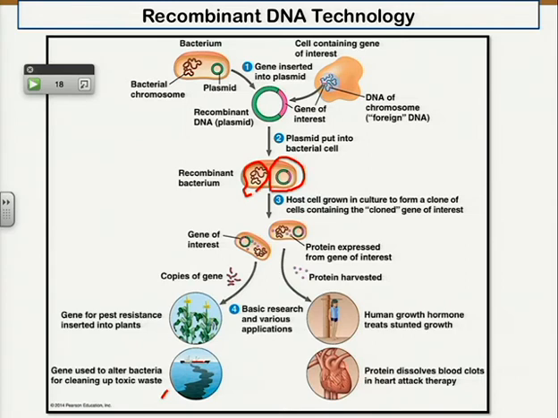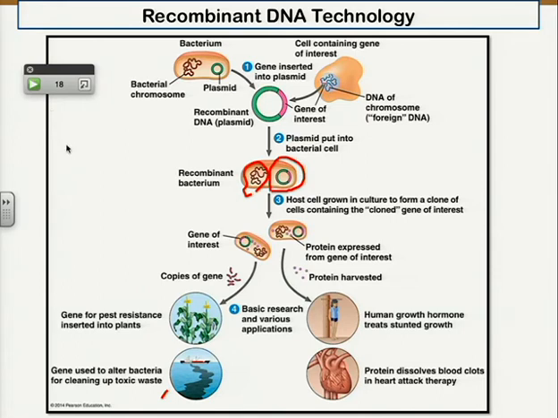And if you use a plasmid that allows your gene of interest to be expressed, in other words, transcribed and translated by the bacterial machinery, then you can get the protein as well.